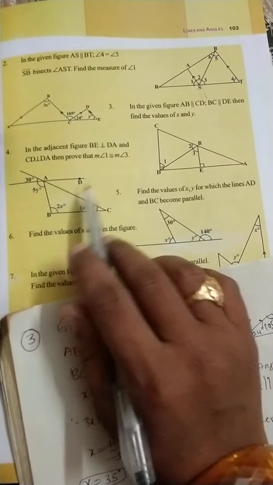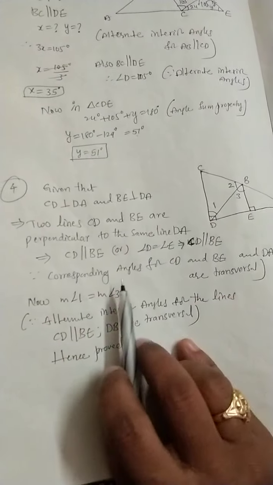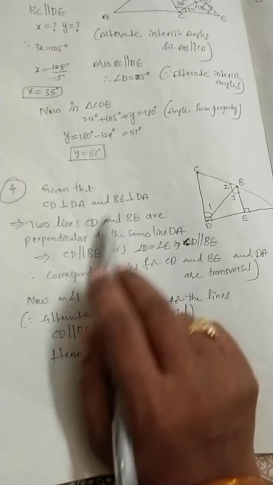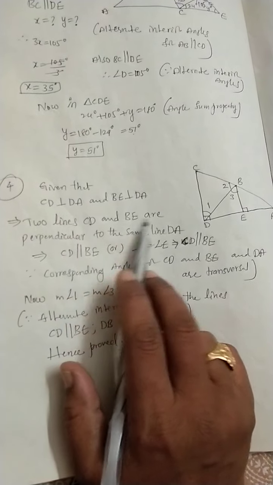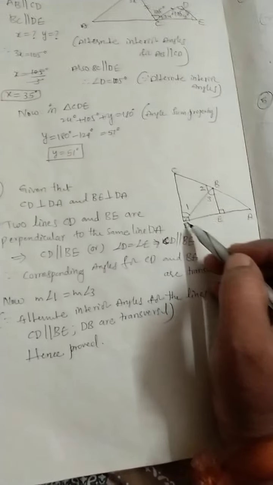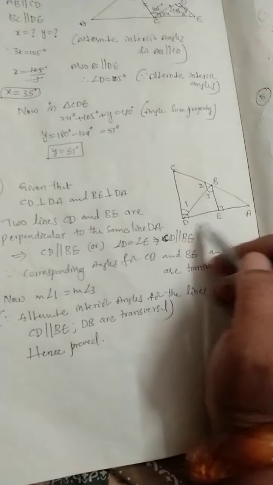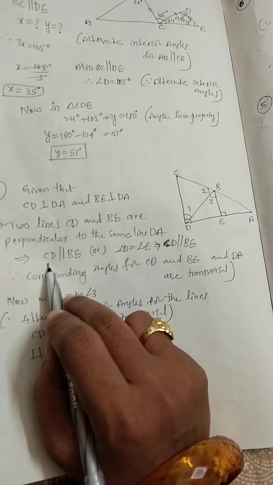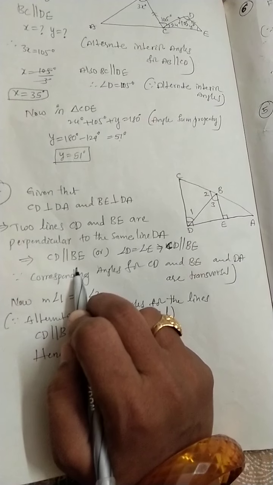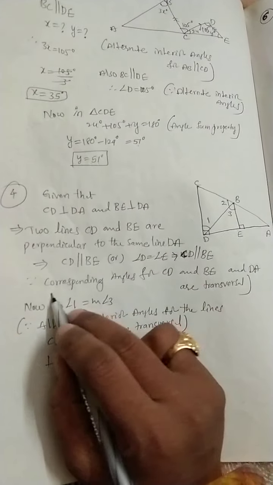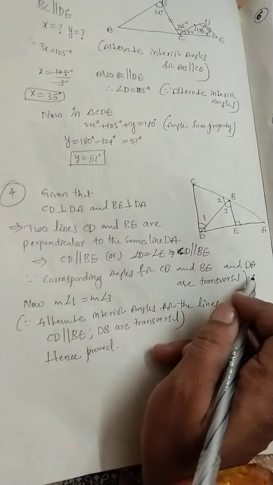Now we need to find out the angle. See, CD is perpendicular to DA, I already told you. Two lines CD and BE are perpendicular to the same line DA. Now see here, CD is parallel to BE and angle D is equal to angle E. Corresponding angles for CD and BE, and DE is the transversal.